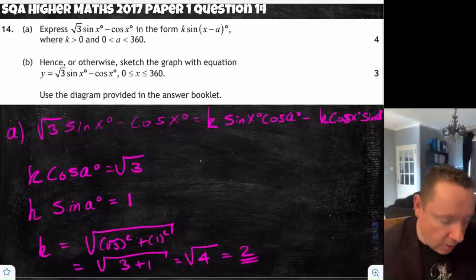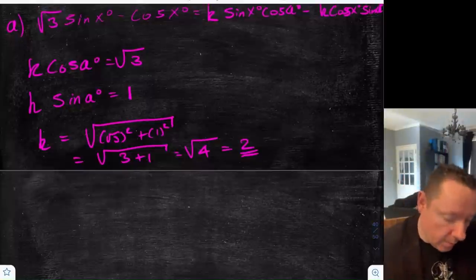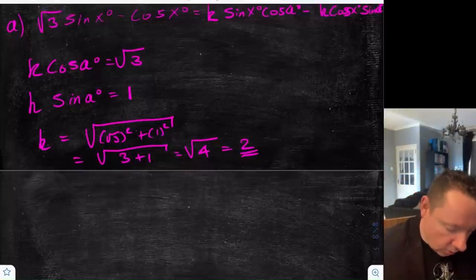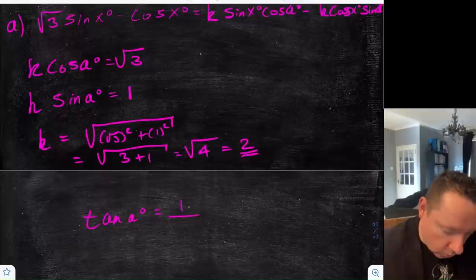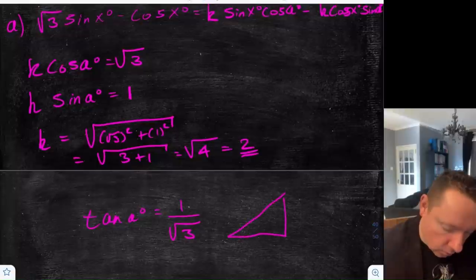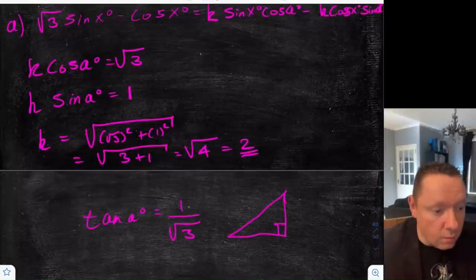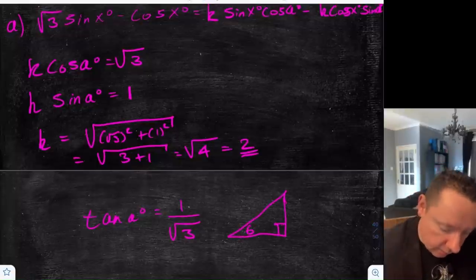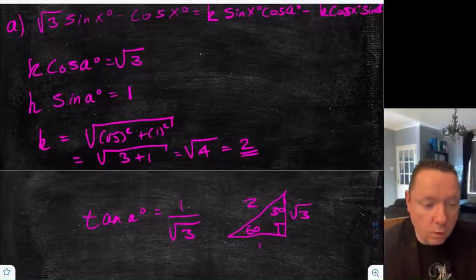And then to get our a, remember sine divided by cos is tan, so I can write tan a is equal to the sine, which is 1, over the cos, which is root 3. So that's an exact value for tan a, because we've got a right angle triangle, and if you had 60 here and 30 here, you would have 2, 1 and root 3. So the tan of 30 is 1 over root 3.